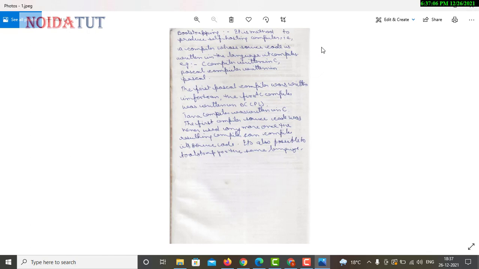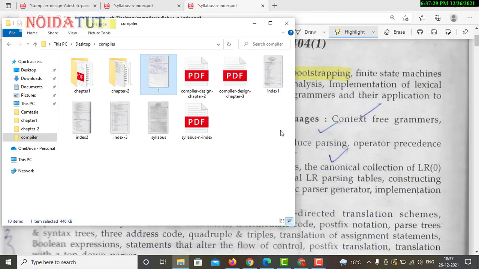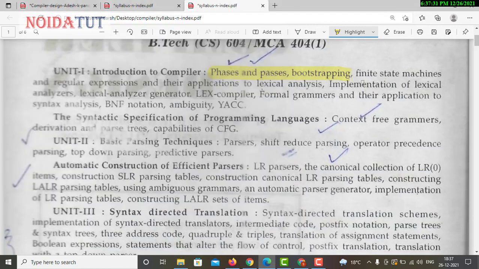But what happens in the beginning? When first a program is developed, always the compilation language is different from the host language. The first Pascal compiler was written in Fortran. The first C compiler was written in language B. First Java compiler was written in language C. Fine. So we just saw about this.